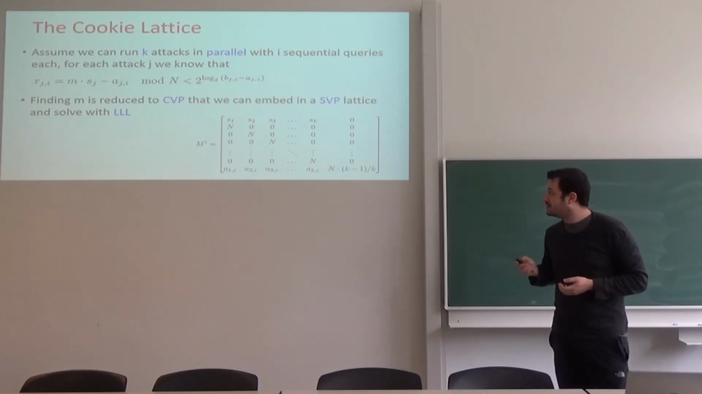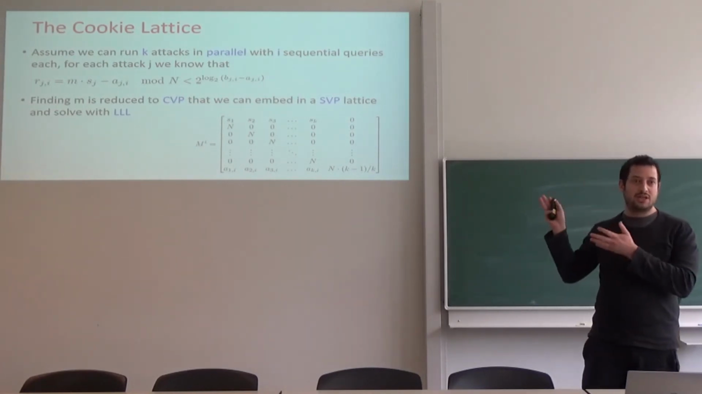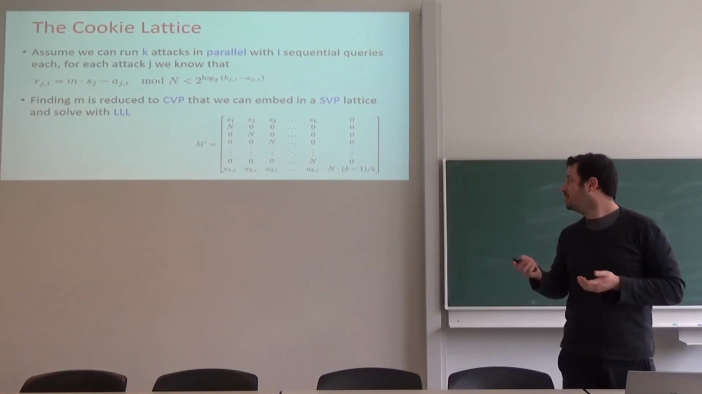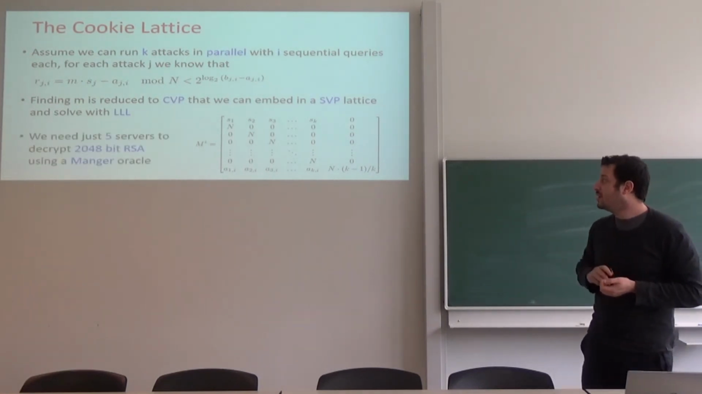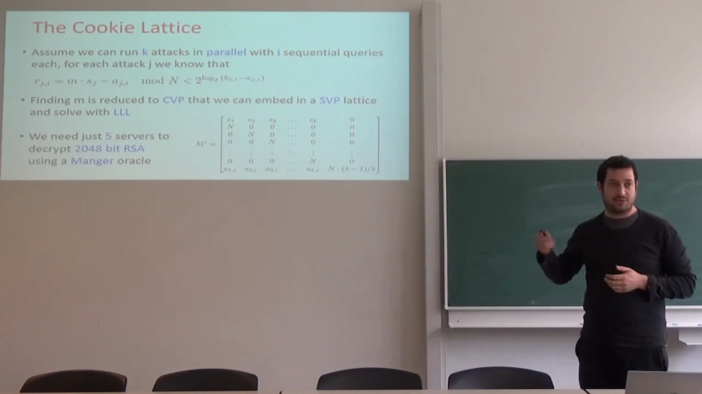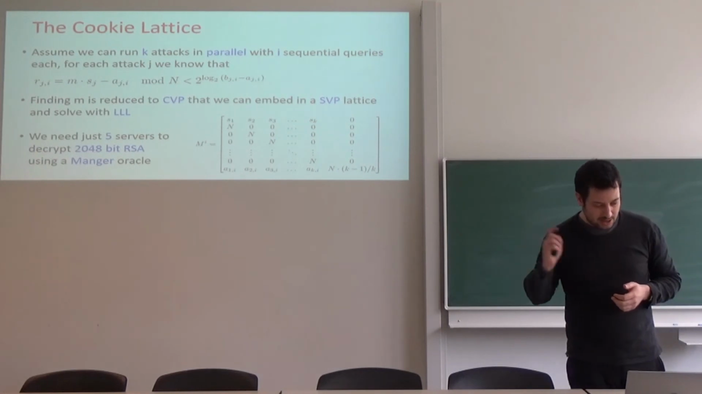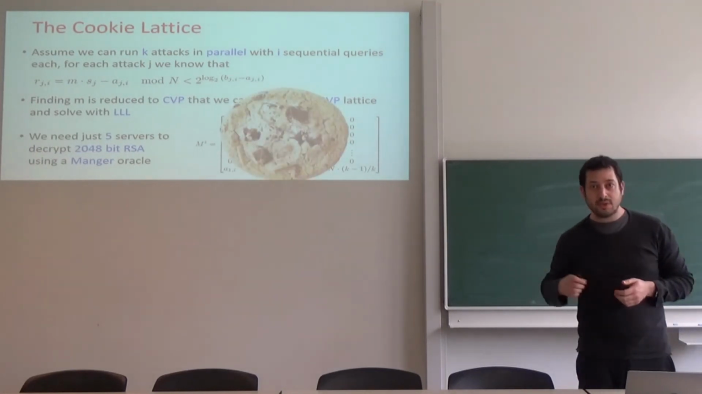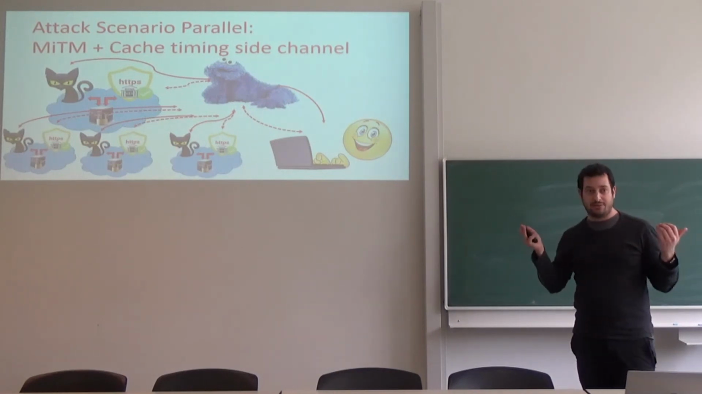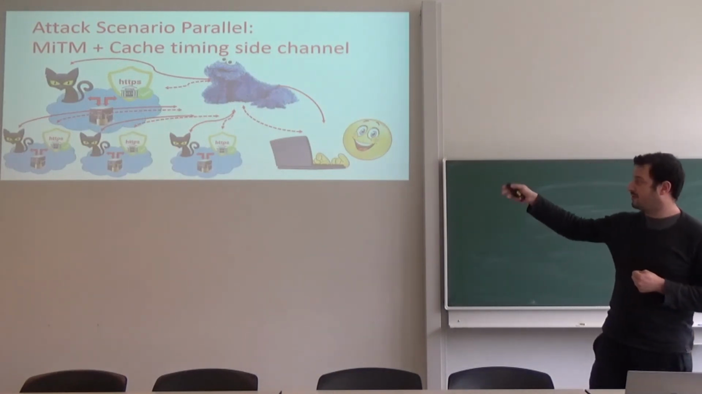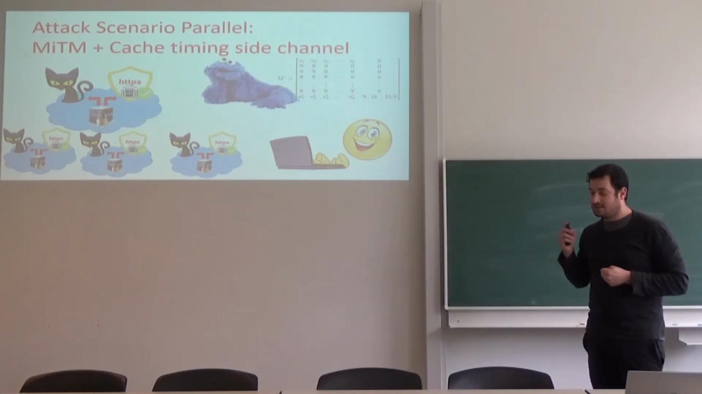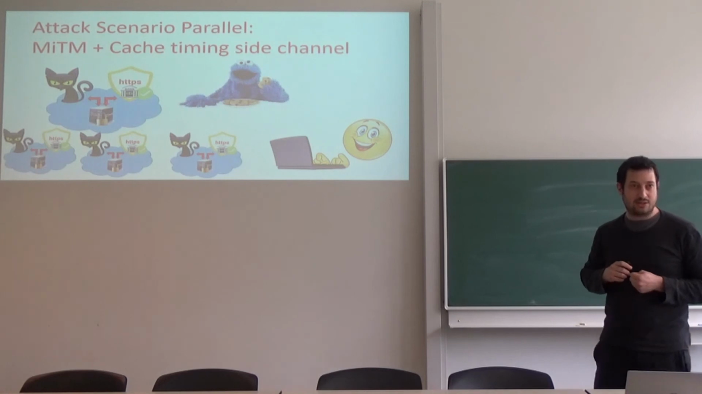This is how the lattice looks like. And fortunately for us, we also have a relatively small lattice because we don't need a lot of parallelization. So this is really, really efficient. And we only need 5 servers in order to break 2048 bits RSA. And this gives us the cookie. So to recap, we have the same attack that we have seen before, but now we have multiple servers around the world that we can use. We put all of the information inside the lattice, and we get the cookies.